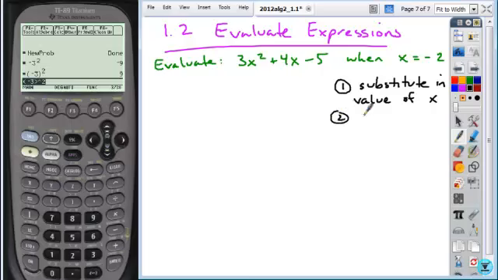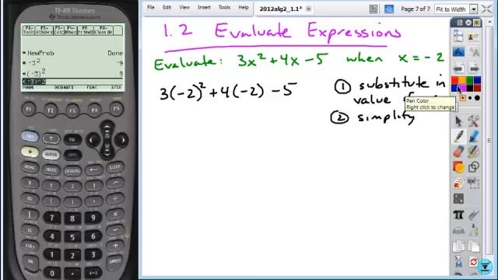And then you simply simplify the result, right? Okay, so it's a very simple process. If we were to follow these steps by hand, we take our expression 3, plug in the -2 for x, squared, plus 4, plug in the -2 for x, minus 5. And then it's just a matter of following your order of operations.